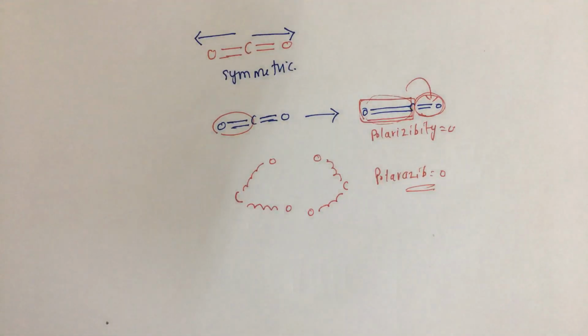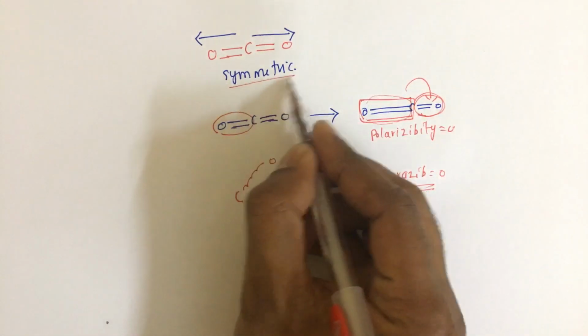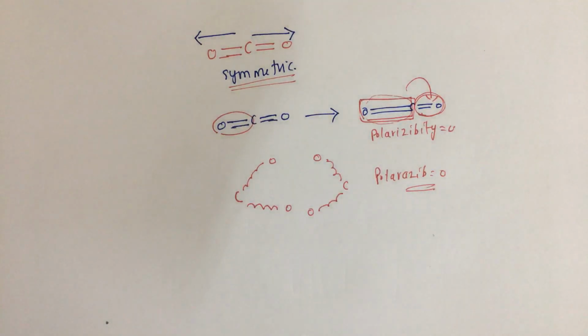So this way we can explain why the symmetric one is active in Raman spectroscopy, and why asymmetric and bending are inactive in Raman spectroscopy. So this can be explained by using the classical theory of Raman spectroscopy. Now we'll go for the quantum theory of Raman spectroscopy.